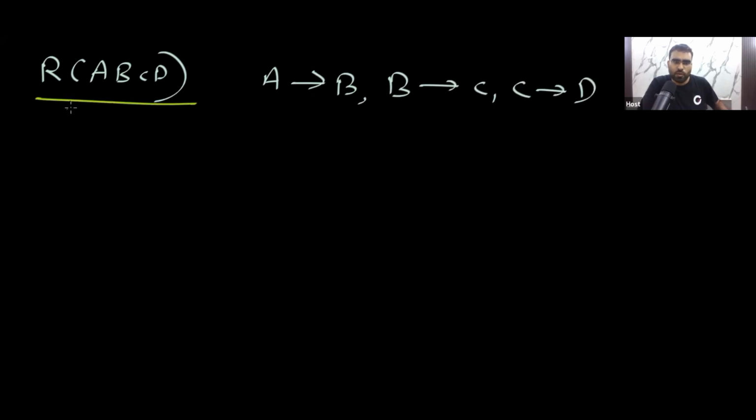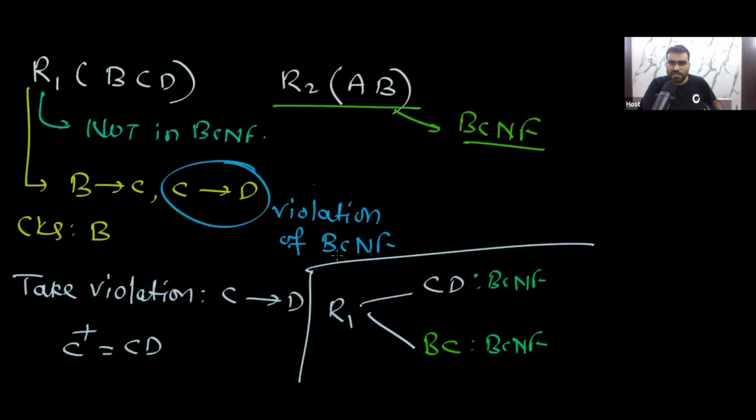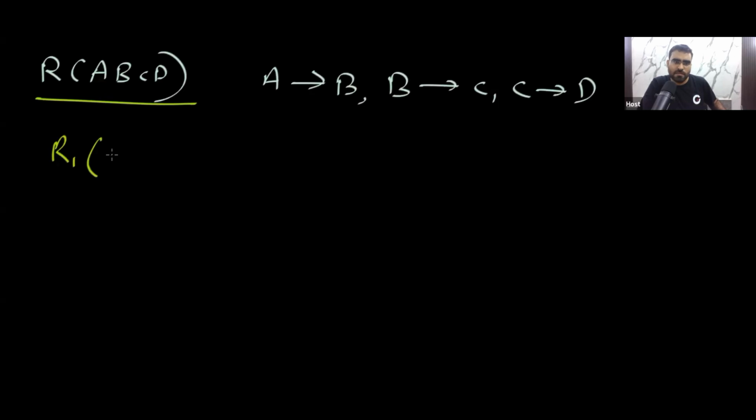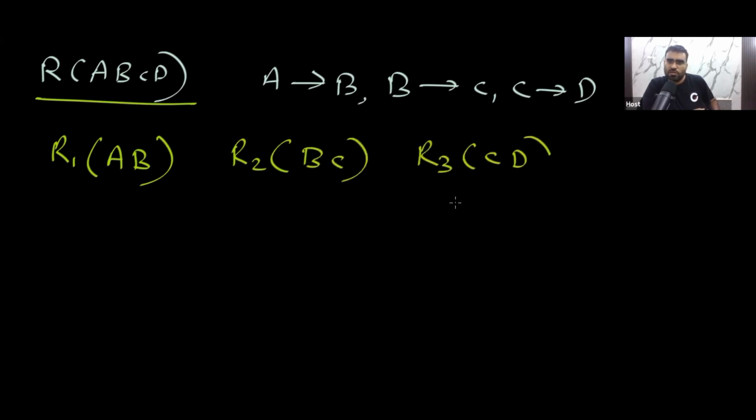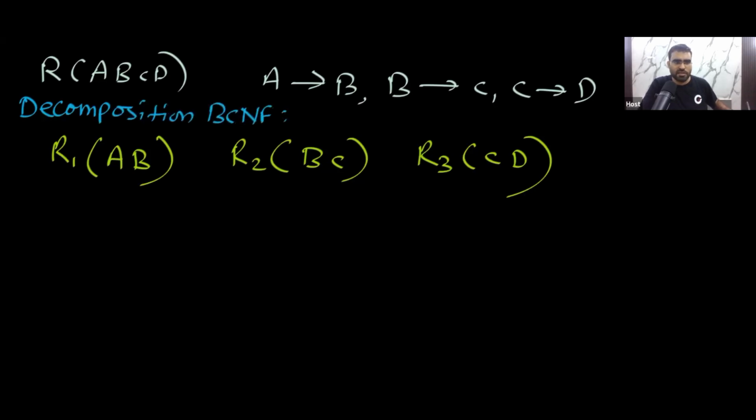We got the decomposition, R1, R2, R3. So you can see basically this is what we got: AB, BC, CD. So this is the decomposition we got. Is this clear? Let me know. This is a BCNF decomposition.